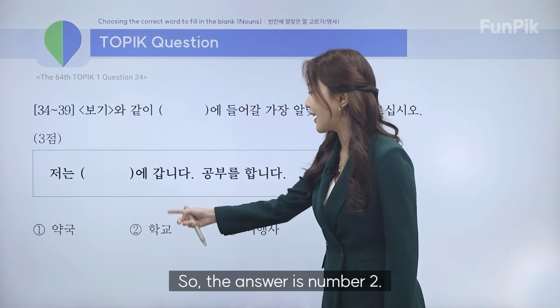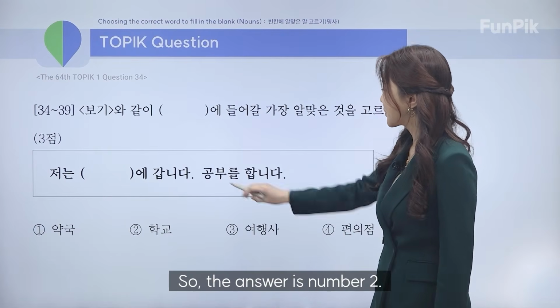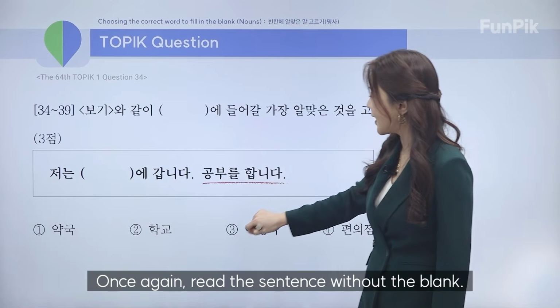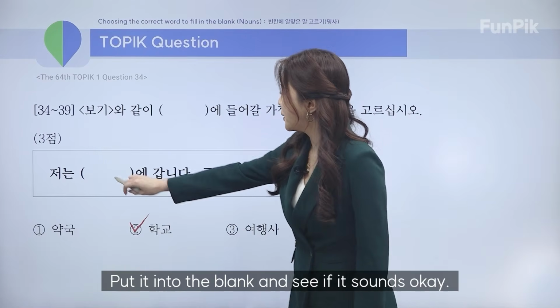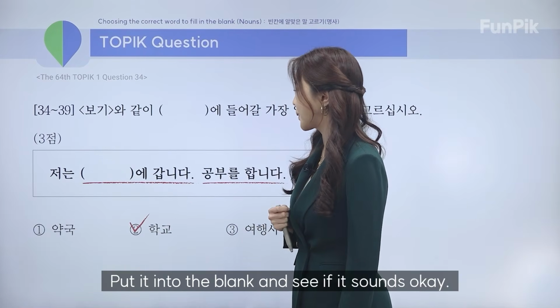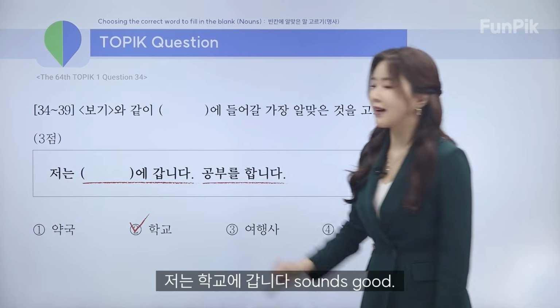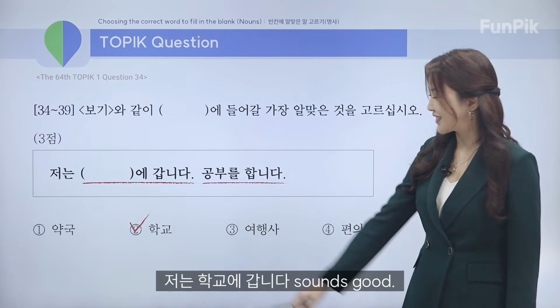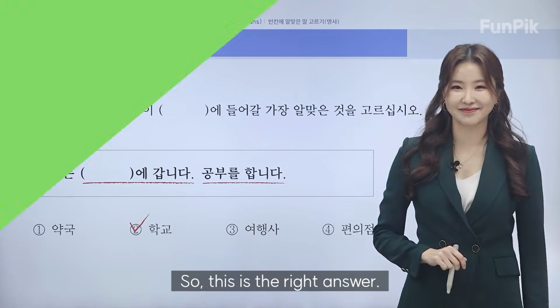So answer number 2. Once again, read the sentence without the blank. The correct answer is 학교. Put it into the blank, see if it sounds okay. 저는 학교에 갑니다. Sounds good? So this is the right answer.